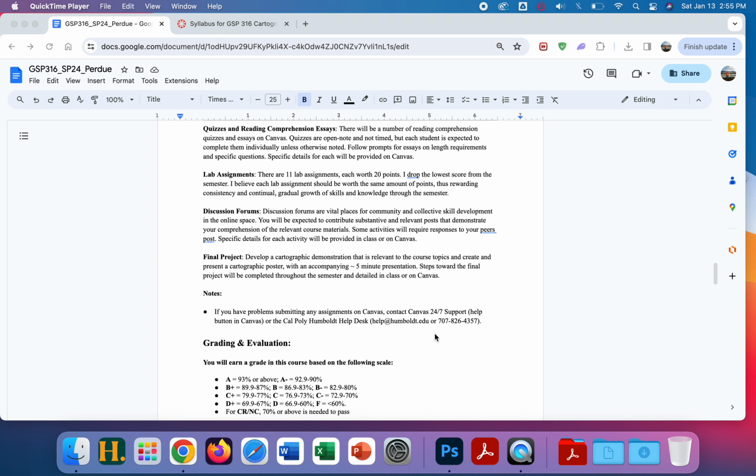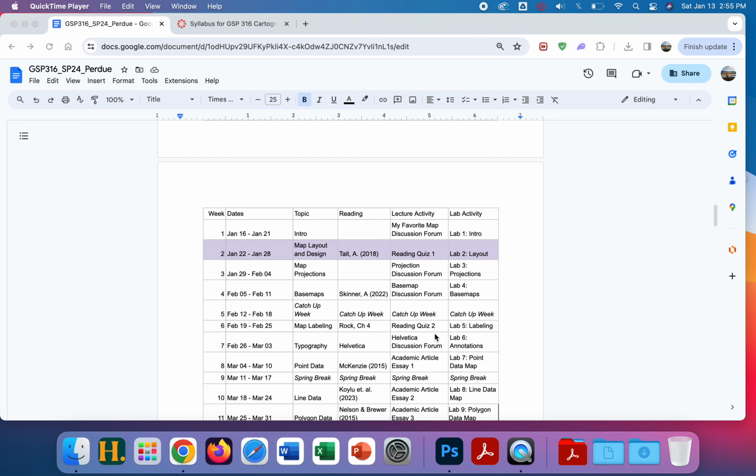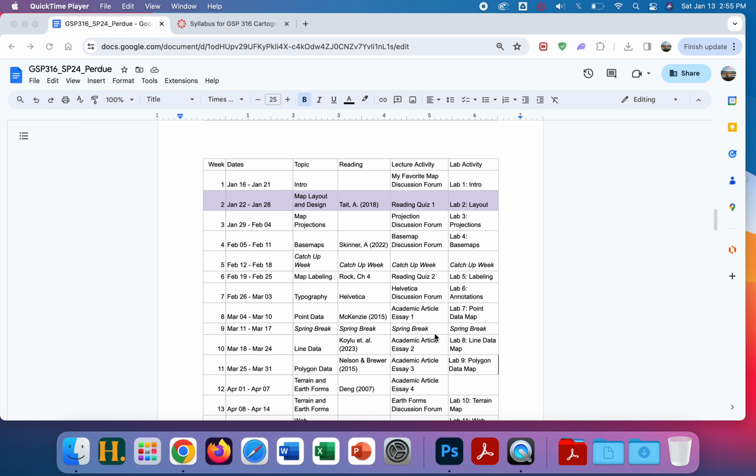We talk about map layout and design, kind of broad layout and design elements. We have a week on projections just to make sure that we cover projections, and that certain projections are most appropriate for different types of cartographic projects. So we'll discuss that and whatnot. And then we'll talk about base maps, labeling. We have 2 weeks on labeling.